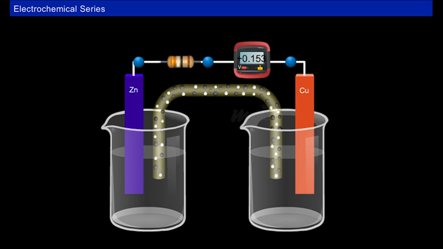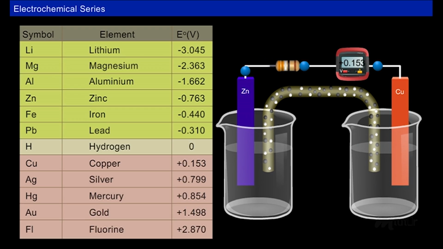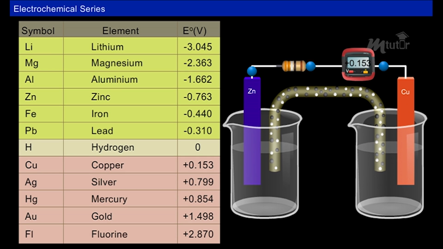Electrons flow along the wire from the metal higher in the electrochemical series to the metal lower. The electrode potentials are arranged based on the element's ability to donate its electrons, that is, how easily they are oxidized. These values are measured in volts.